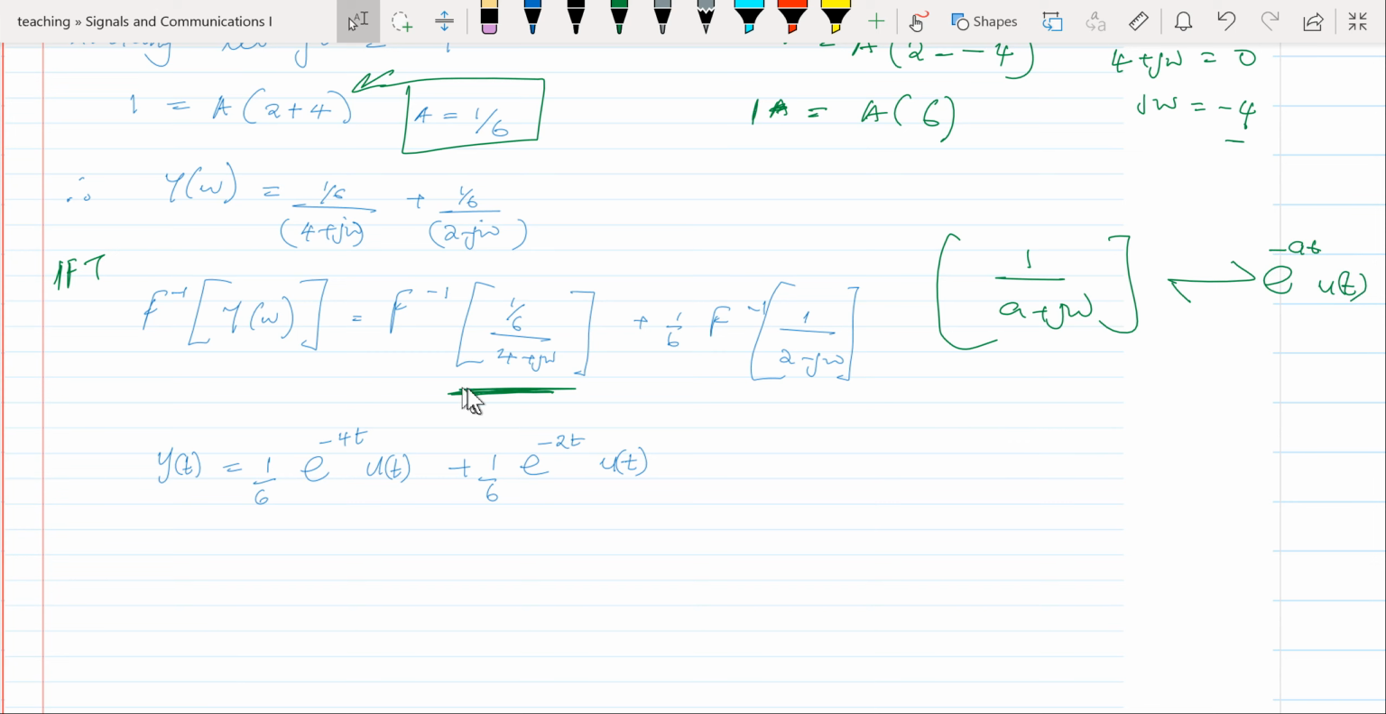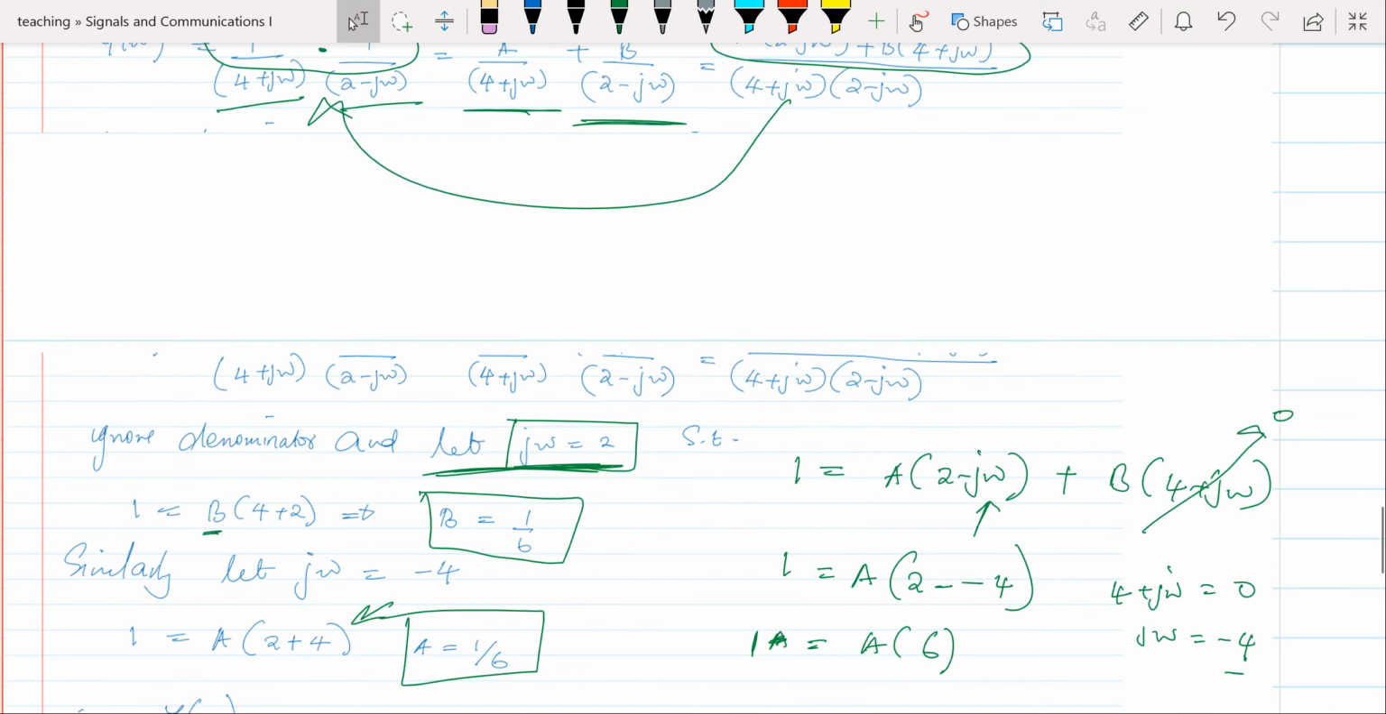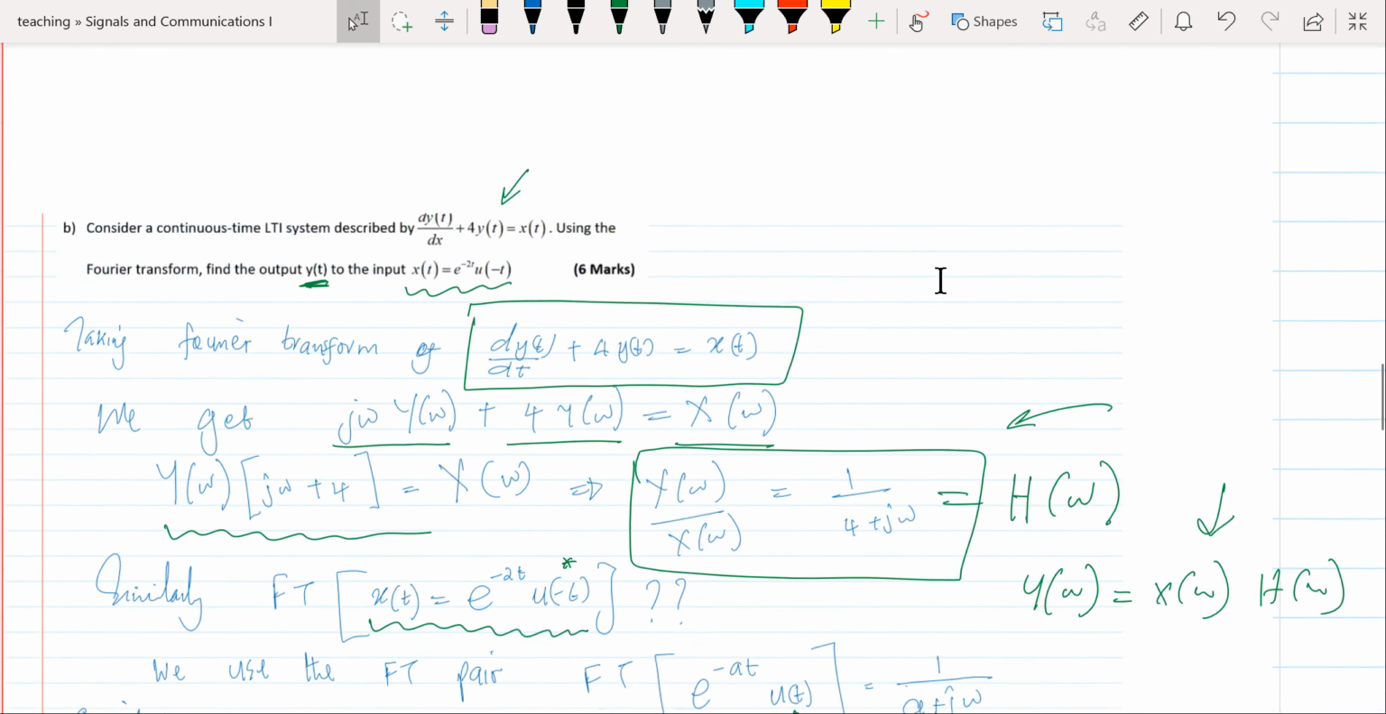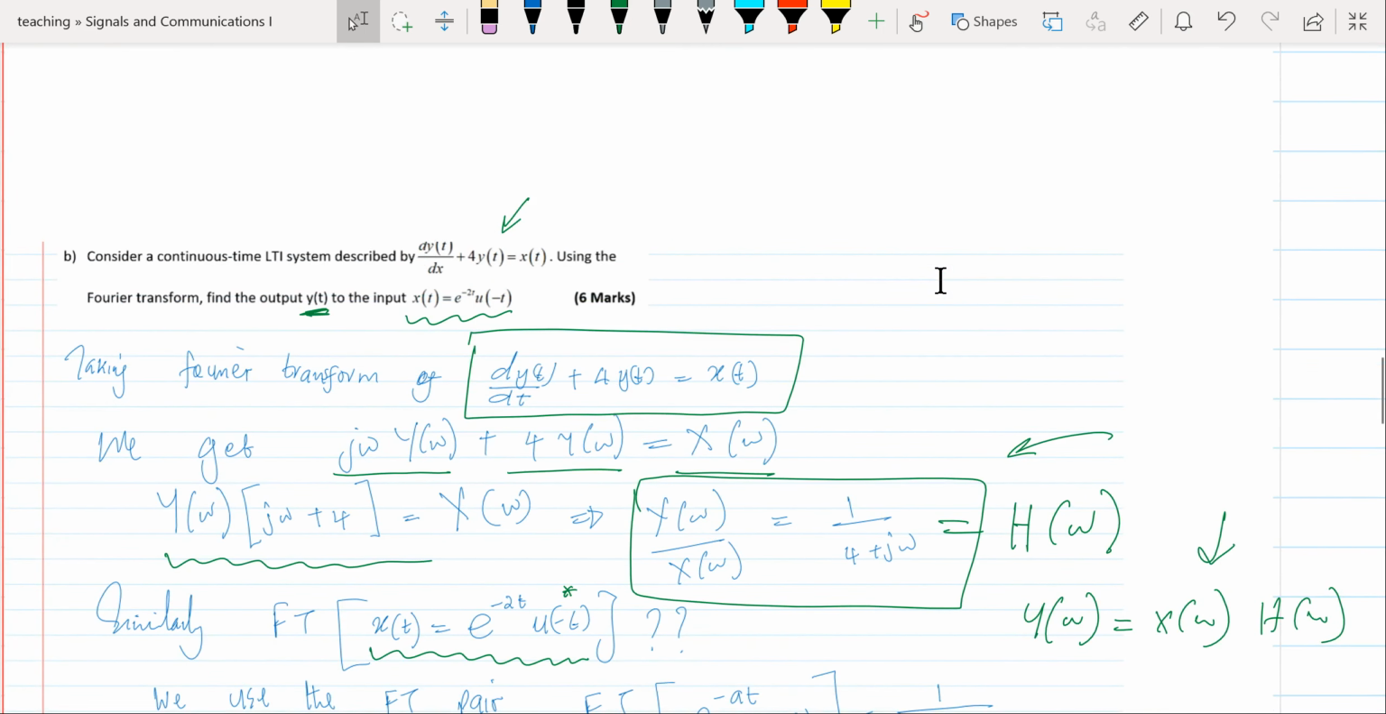Therefore we can relate this term to this term, and of course 1 over 6 is a constant coefficient. Therefore we get 1 over 6 times e to the minus 4t u of t. The difference comes in this other one, because here we have negative j omega, and if we have negative j omega, then we give a negative to the argument of u of t. That is what we saw in our previous section. This becomes the equation that we were asked for, because we were asked to find the output y of t given those terms. So that serves as our solution.